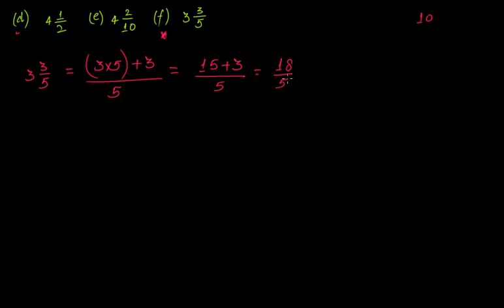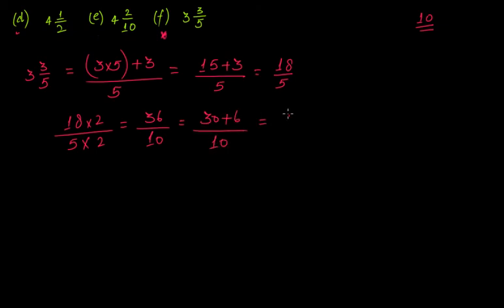5 is a single digit number. Think of 10. Can we write this fraction as an equivalent fraction such that the denominator becomes 10? Yes, we can. If we multiply the numerator and denominator by 2, this becomes 36 over 10. This 36 over 10 means what? This can be written as 30 plus 6 over 10, and this will be 30 over 10 plus 6 over 10. This means what? 3 plus 6 over 10.